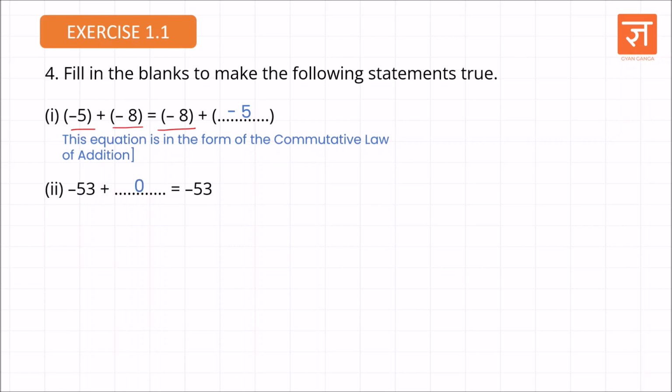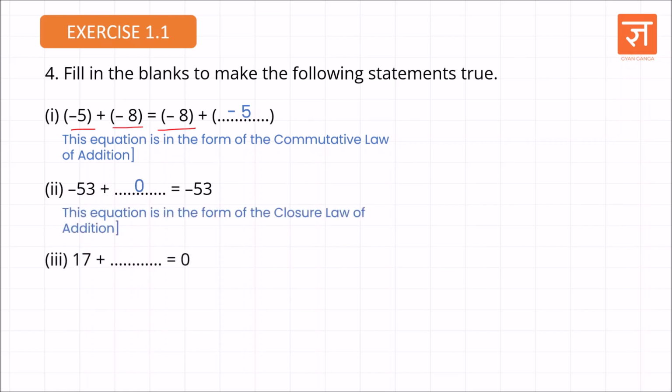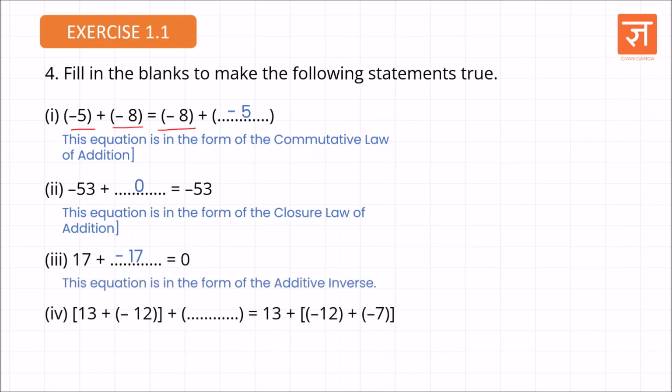We have 17 plus what, so that we get 0? Additive inverse, minus 17. Then we have A plus B plus, where 3 integers are working here. On this side of the equal sign, we have 3 integers. So again here will be the 3 integers, that is minus 7, the third one, with the property of associative. Clear? How did we do it?